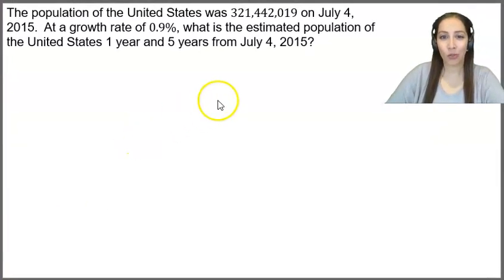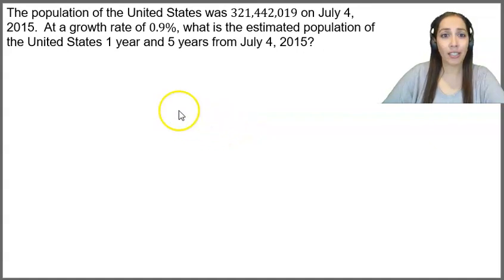The population of the United States was 321,442,019 on July 4th, 2015. At a growth rate of 0.9%, what is the estimated population of the United States 1 year and 5 years from July 4th, 2015? So how am I going to figure out what the population is 1 year later and 5 years later?